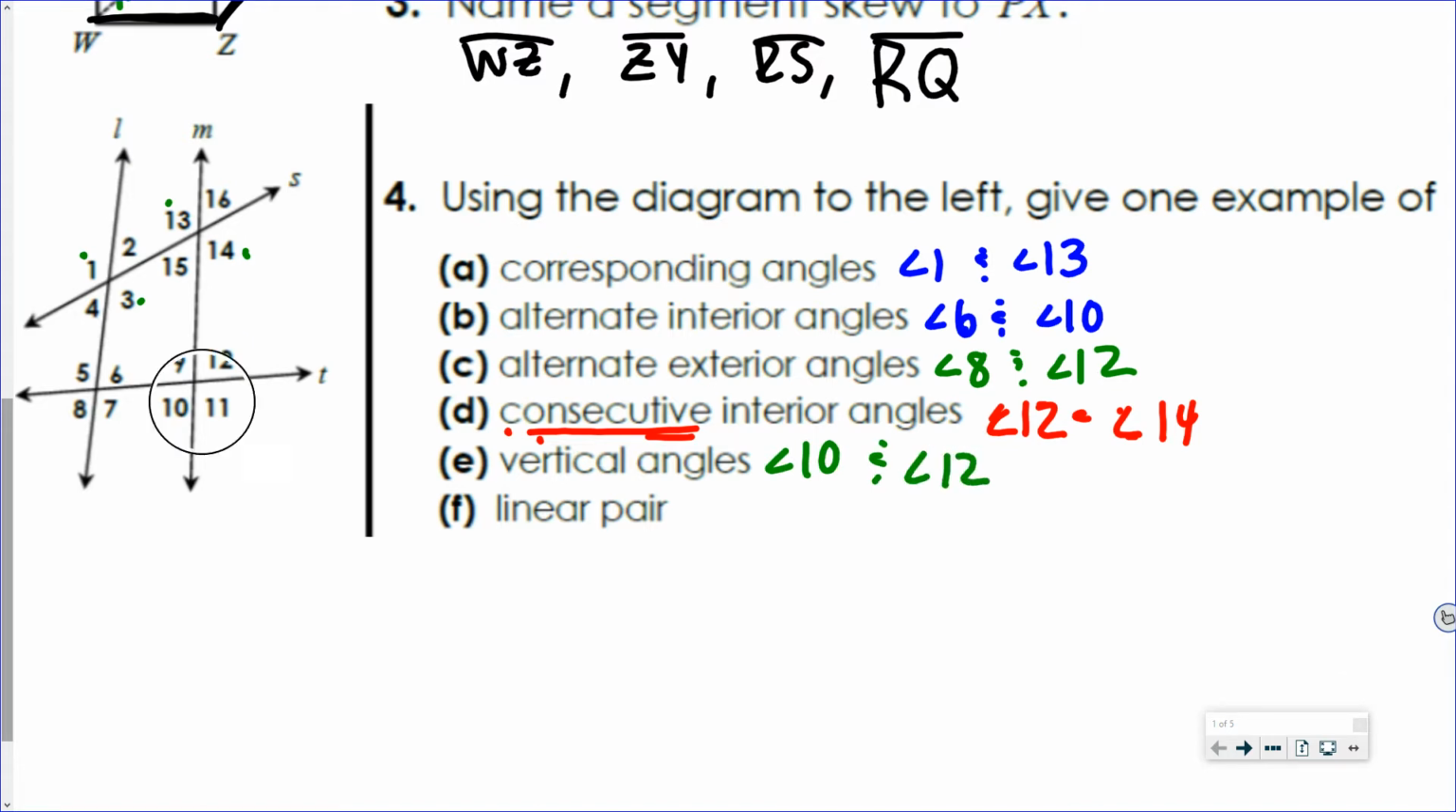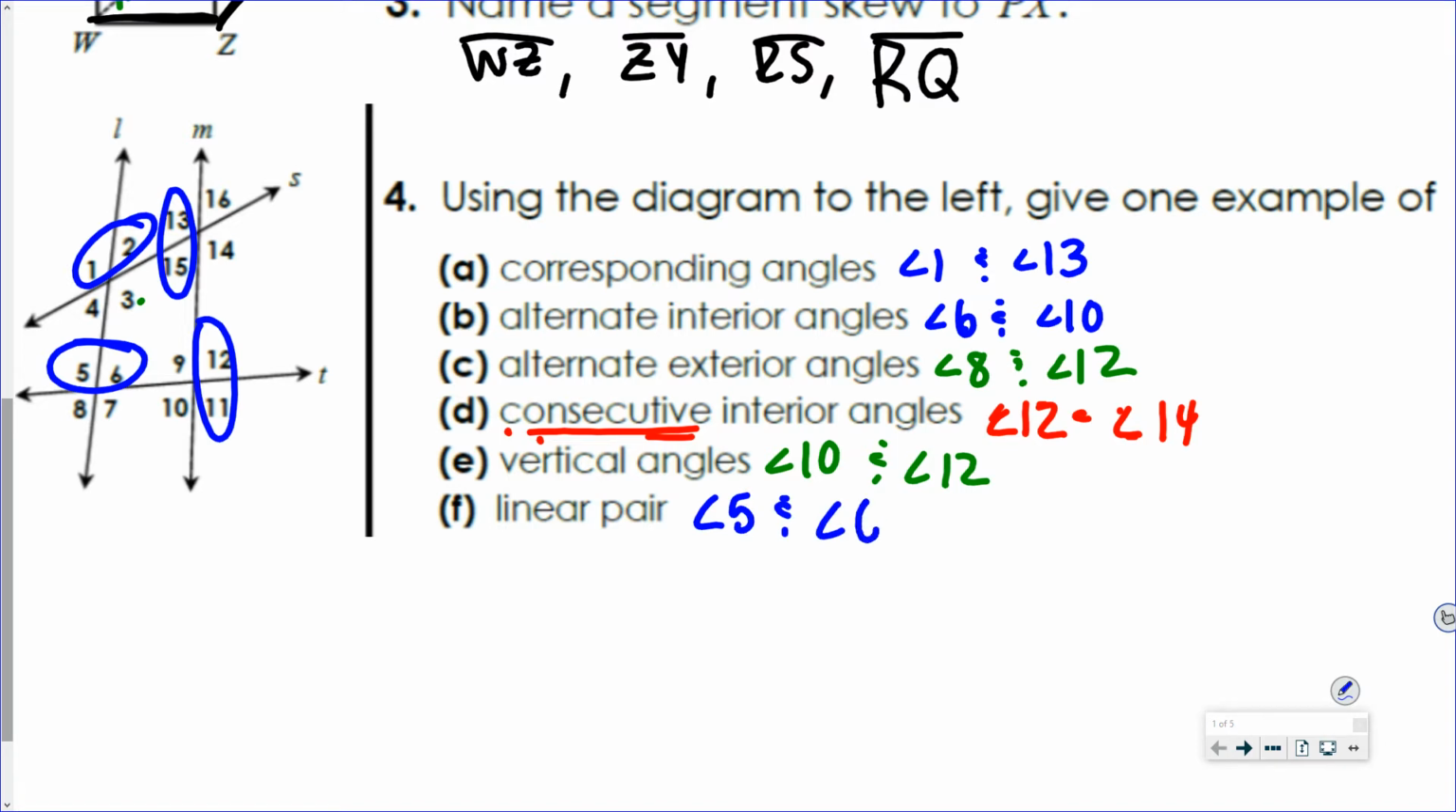Linear pair are any two angles that form a line. 11 and 12 form a line. 5 and 6 form a line. 13 and 15, 1 and 2. Lots of options here. I said 5 and 6. Linear pair, two angles. All these you should have two angles. Okay, that's a refresher over 3-1.